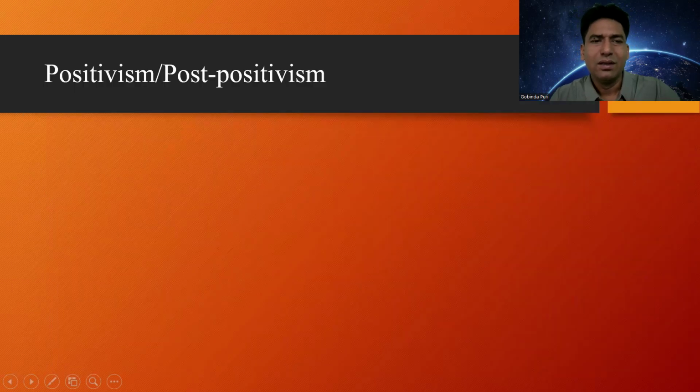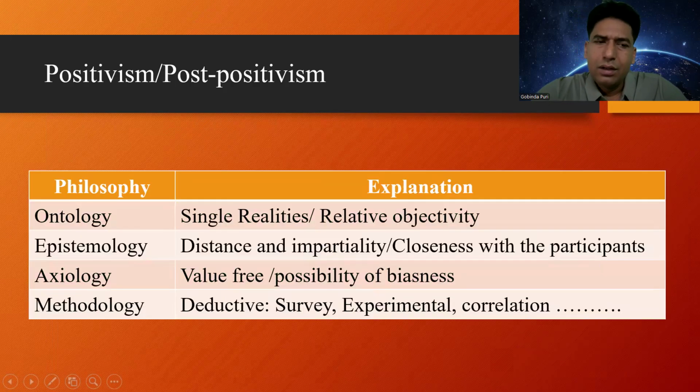Let me go ahead. Now, first one is positivism or post-positivism. What is it? Let's go one by one. Every paradigm has four components that you have to remember. One, ontology, another one is epistemology, and the next one is axiology. And then finally, methodology. So you need to make a note over here of which paradigm talks about what regarding ontology, epistemology, axiology, and methodology.